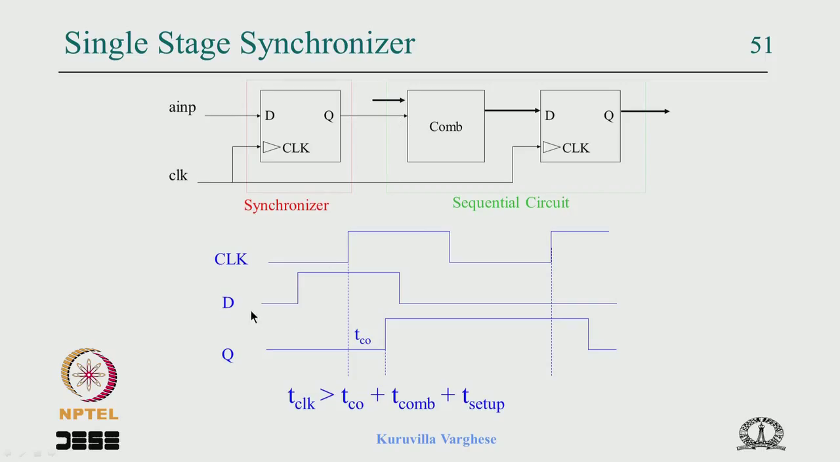Now what happens is that the D is captured by this and appears with a delay. Any time D changes, this is captured at the Q with a delay of the propagation delay TCO, and that propagates through the combinational circuit and reaches here. So if the clock period is chosen properly, at the next positive edge here, this input, that means the output of this synchronizing flip flop, will meet the setup time and hold time.